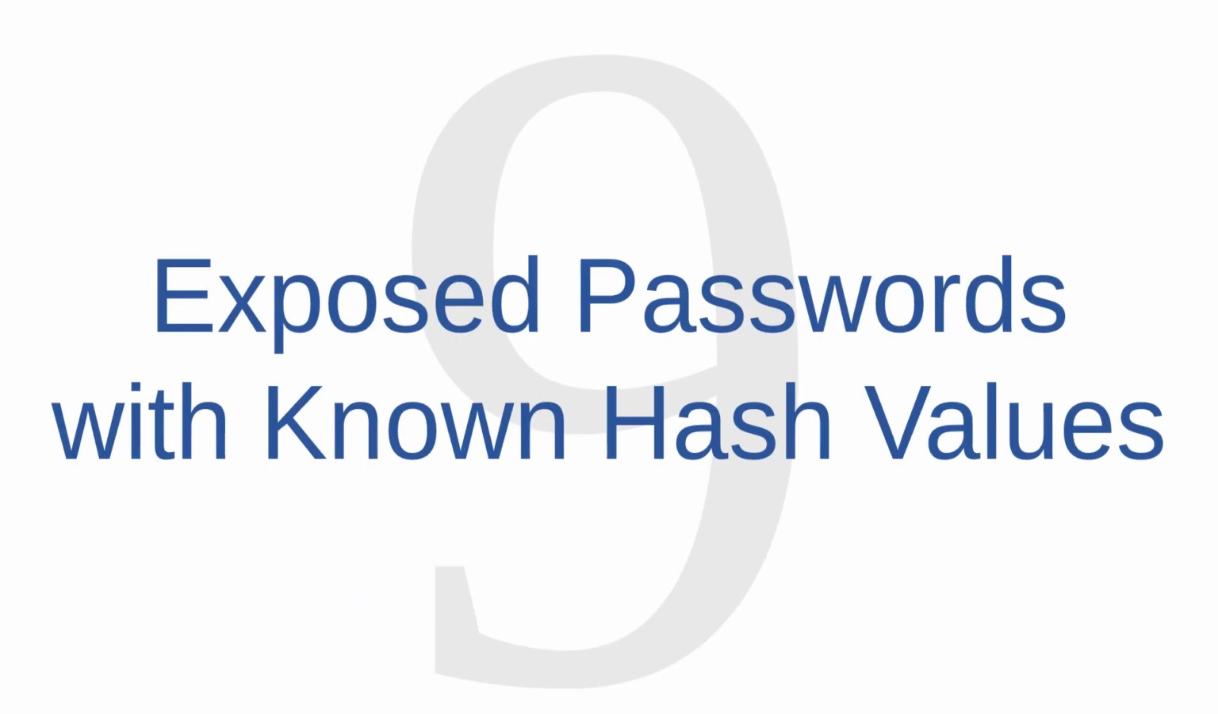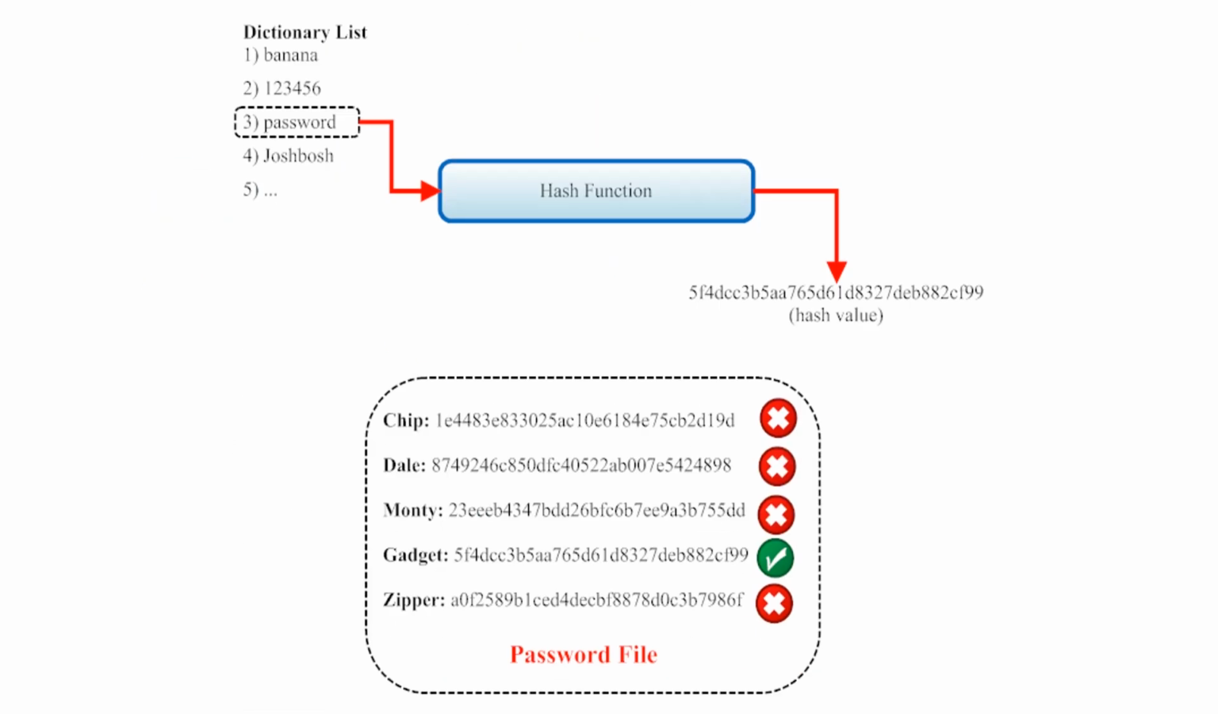Password security threat number 9 is exposed passwords with known hash values. Sometimes, cybercriminals will steal a list of encrypted password files even though they don't have the means to break the encryption. So how is this useful to them? Well, it turns out that cybercriminals can often get access to the same algorithms that the good guys use to encrypt passwords. So there really isn't anything to stop a cybercriminal from taking a known password, running it through the algorithm, and seeing what value it spits out.